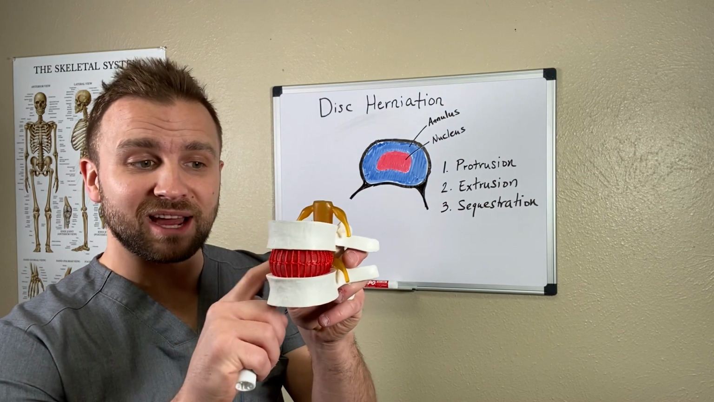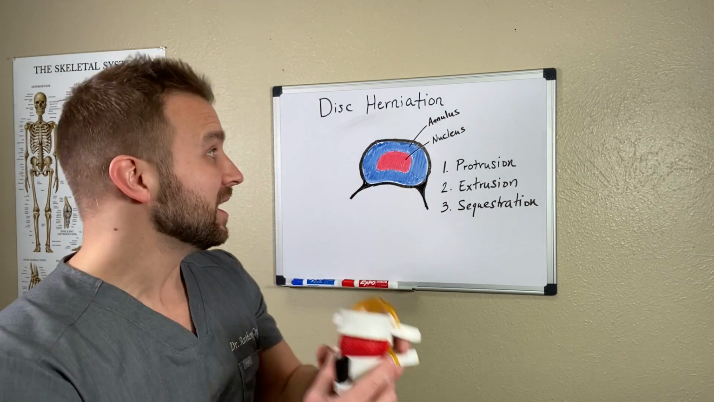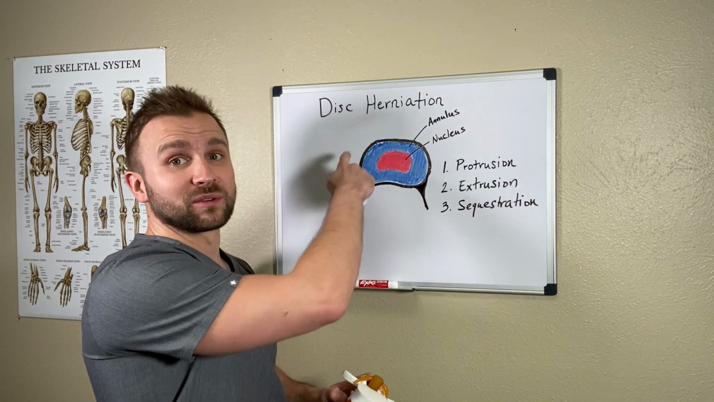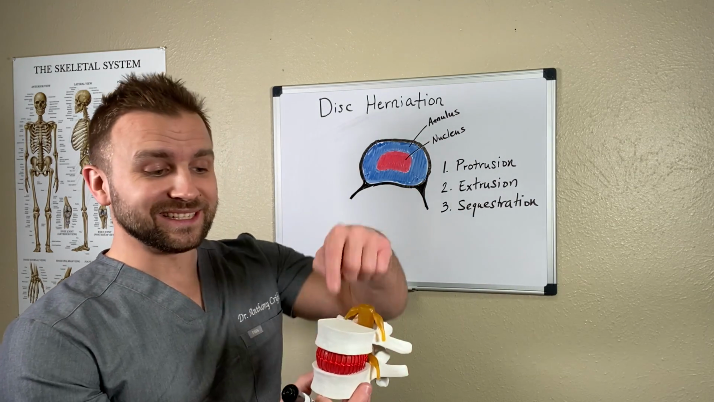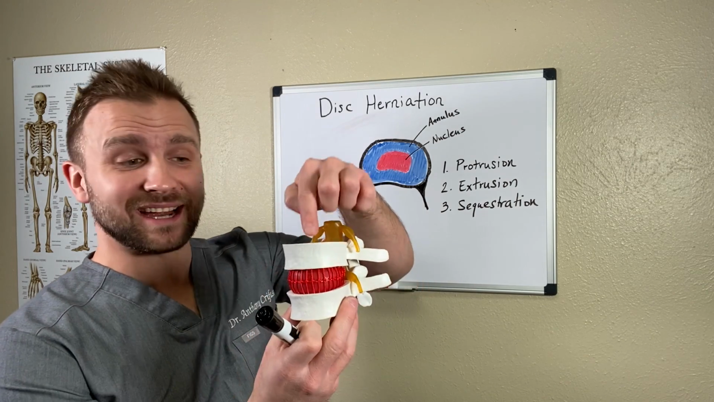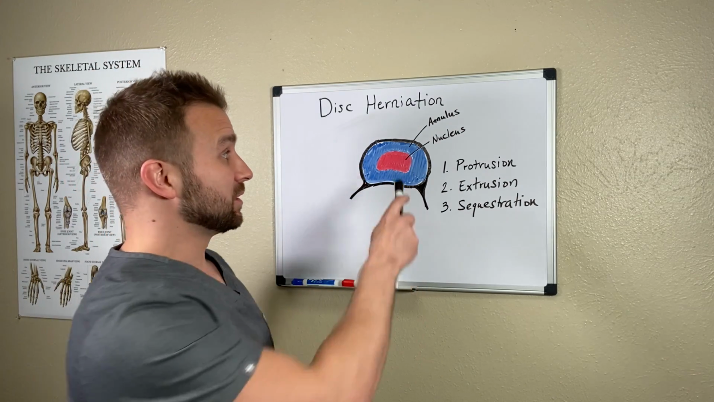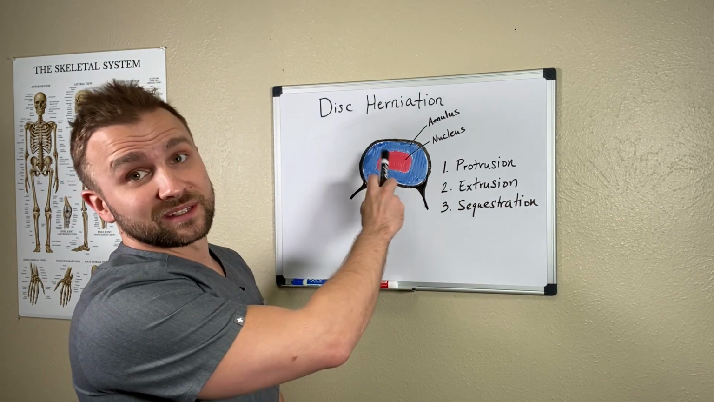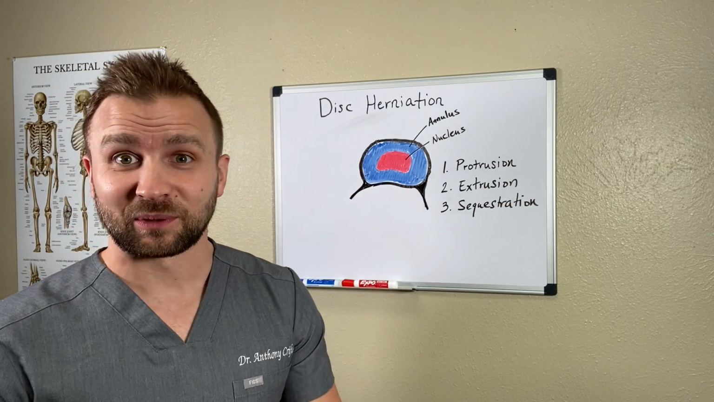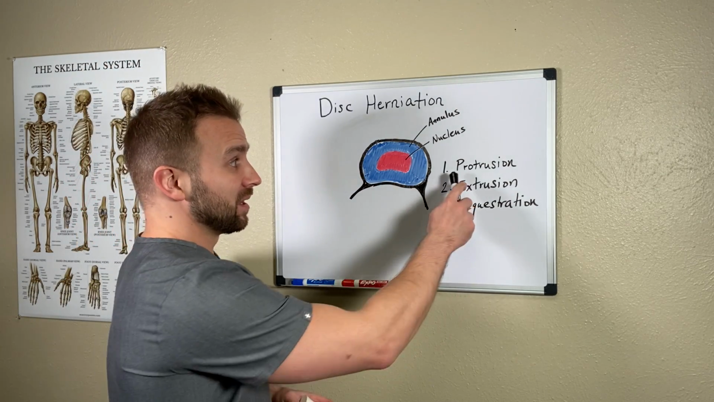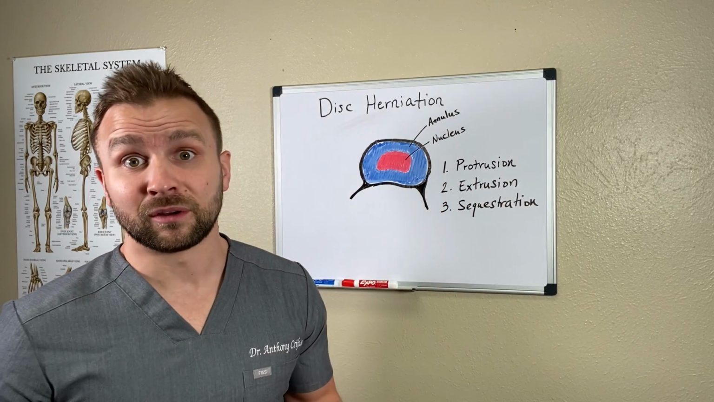The outside of this, the part you can see, is known as your annulus fibrosus. That's the blue part. Inside of the disc, in the middle, you can't see it, is what's known as your nucleus pulposus, and this is what I drew in red here. Now this is where it gets really interesting, because you're going to have three types of herniations.